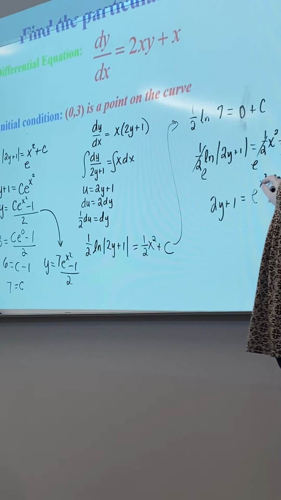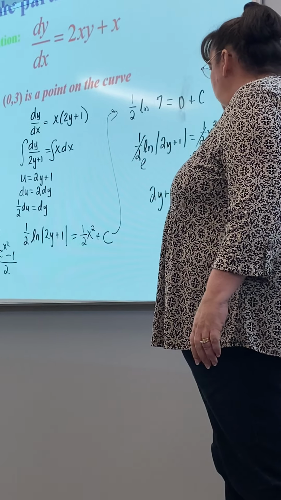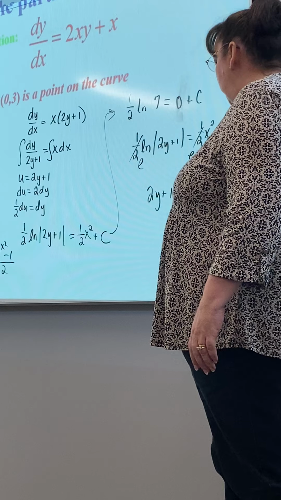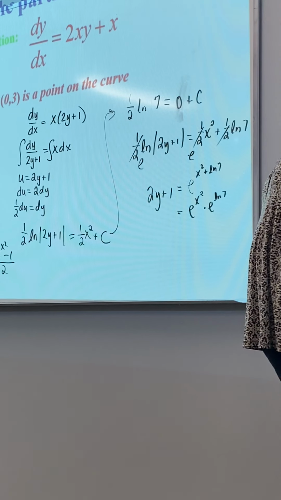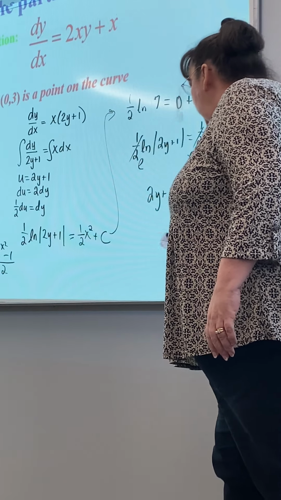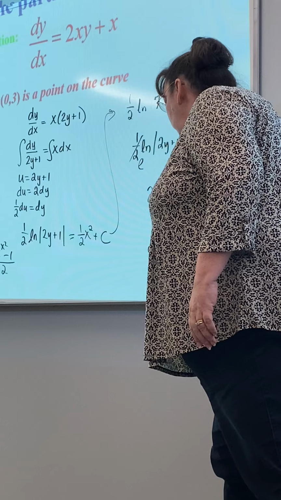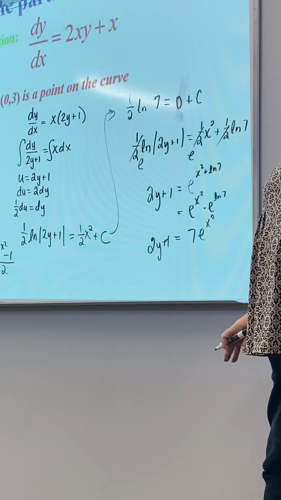Okay, now I'm going to split this up. And I'm going to make that e to the x squared times e to the natural log of 7. E to the natural log of 7 is just 7, right? So now this side equals 7e to the x squared, and that's equal to 2y plus 1. Subtract the 1 and divide by 2, and we're right back where we were over there.